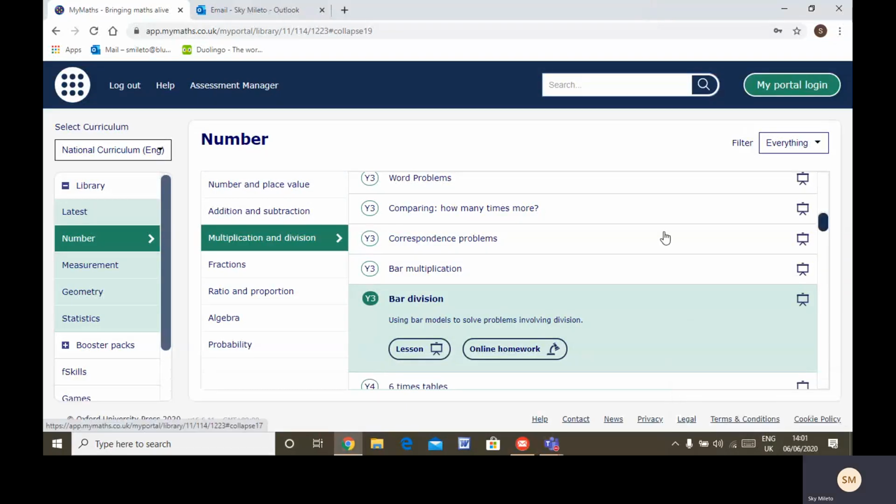Happy Tuesday, Year 3. Today we're looking at bar division. Yesterday we did bar multiplication and today we're doing bar division. Now lots of you find division a little bit harder than multiplication, so let's see how we get on.